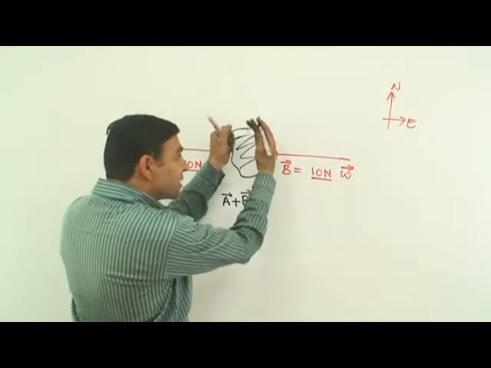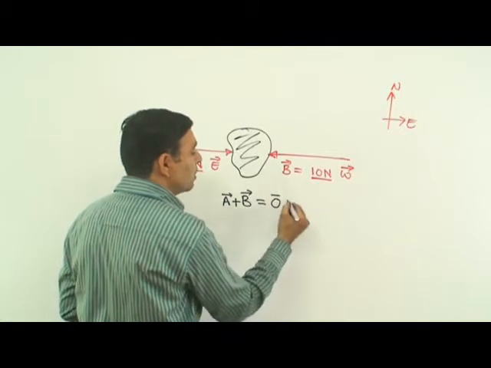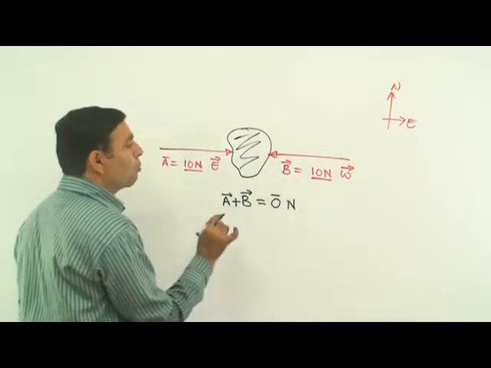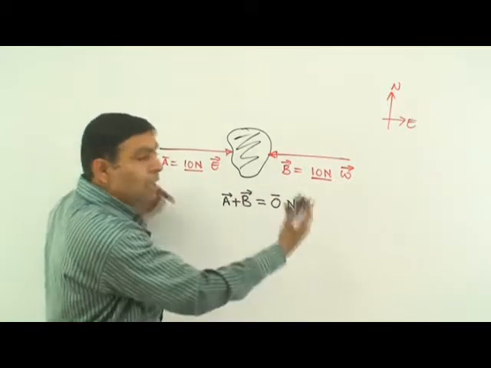They just cancel out and the result is going to be a null vector. The result is going to be 0 Newton. This is how we give meaning to a null vector. Fine. When two or more vectors cancel out, you get a null vector.